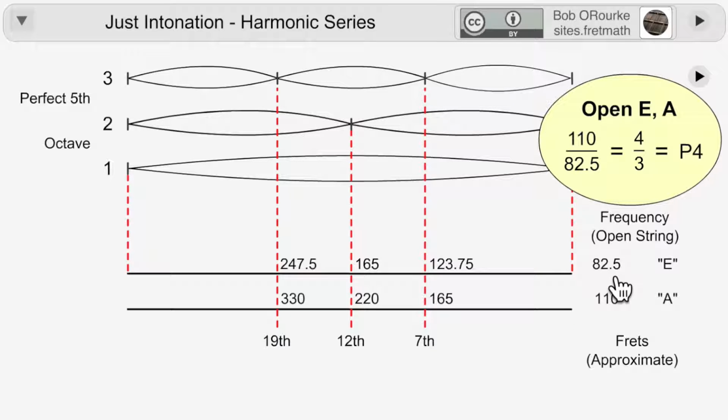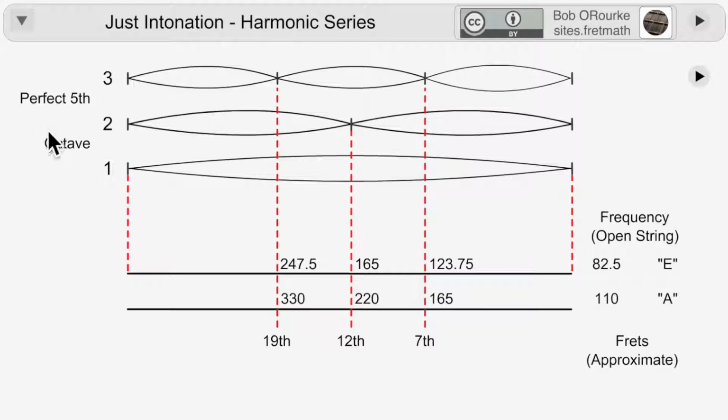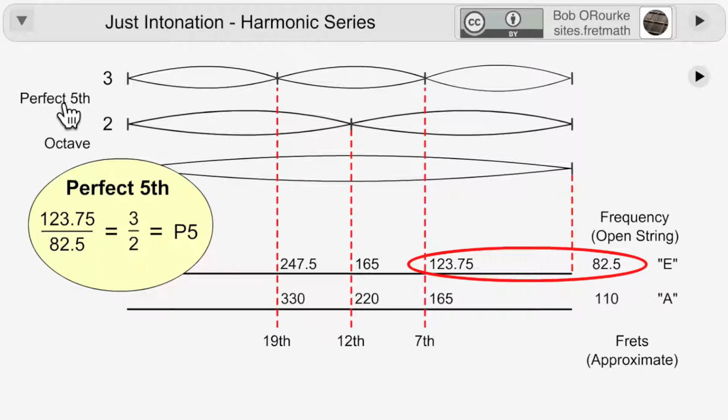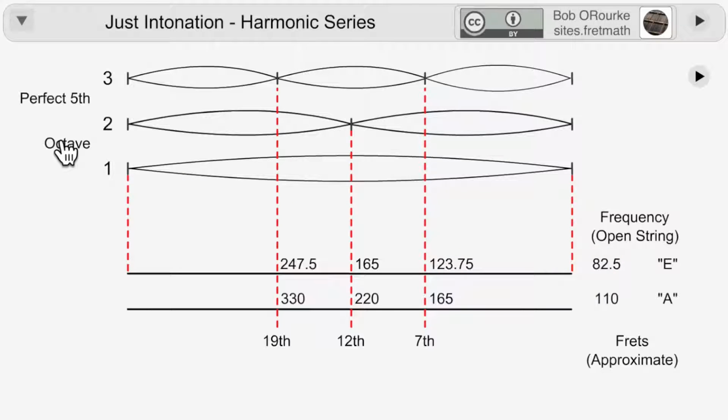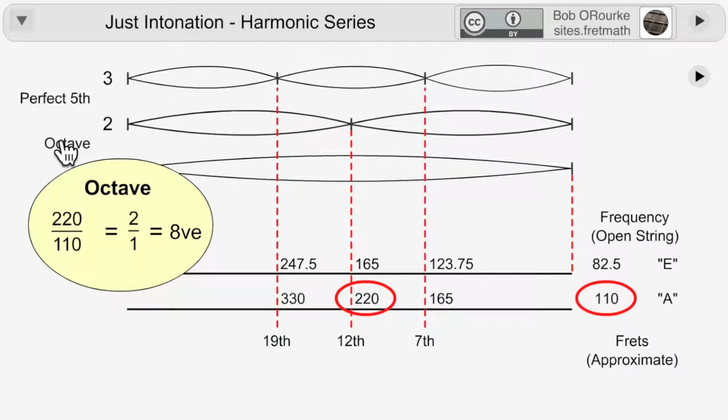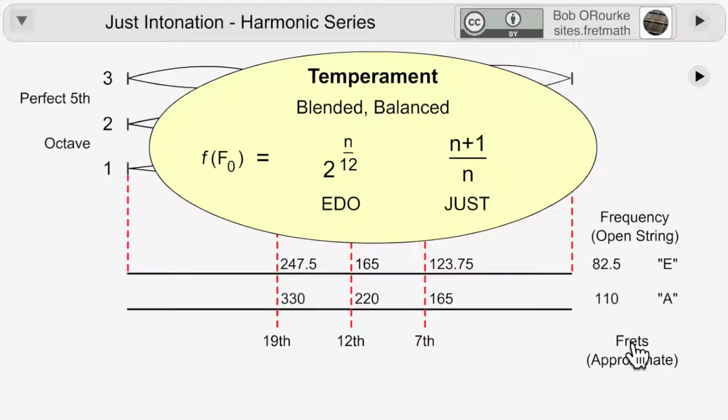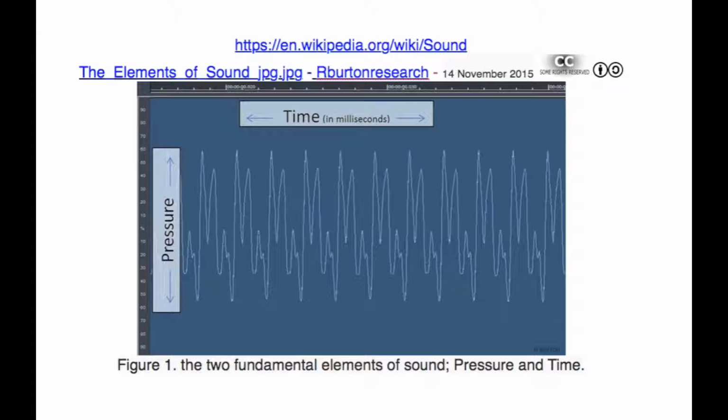Now here's a just perfect fourth between the 5th and 6th string. There's a perfect fifth between the open string and the 7th fret, and an octave between the open string and the 12th fret. Equal temperament, or equal division of the octave, uses an entirely different mathematical formula than the just or ideal ratios. It blends and balances different properties to get reasonably close to the just or natural intervals of a vibrating string.